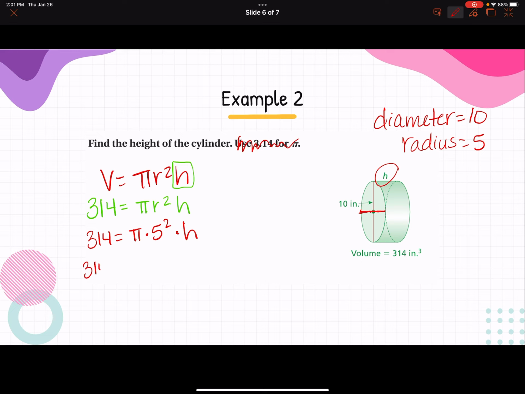Okay, if I go ahead and multiply that out, 5 squared is 25, so I've got 25 pi times h. So I'm going to type in 314, and then to get h by itself, I'm going to do the opposite of what's happening, and these are being multiplied, so I'm going to divide both sides. And that is going to give me about 39.5 inches.